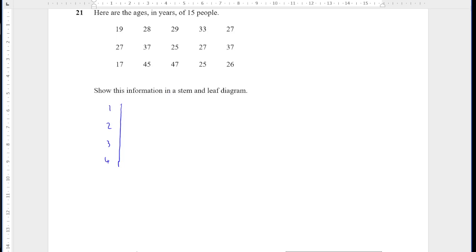So if I'm doing this, 19 becomes a 9 there, 27 becomes a 7 there, and 17 becomes a 7 there. My next row, 28 becomes an 8 there, 37 a 7 there, and 45 a 5 there. Then my third row, I've got a 9, a 5, a 4, and a 7. Then my fourth row, I've got a 3, a 7, and a 5. And then my final row, I've got a 7, a 7, and a 6. So that's my unordered stem and leaf diagram.